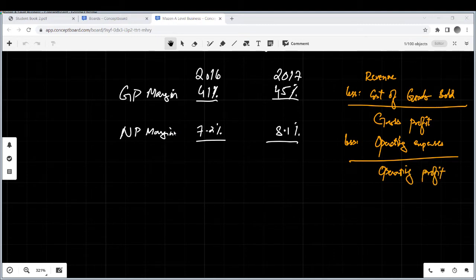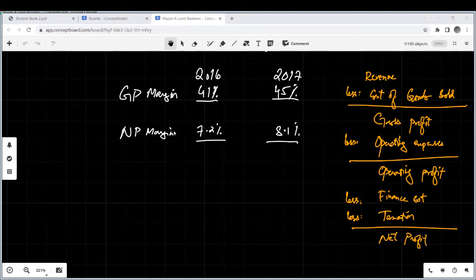And from operating profit, I deduct finance cost as well as taxation. I will get net profit. If I deduct just the finance cost, I get profit before tax. This operating profit, I told you, is also called PBIT, profit before interest and tax. And from this profit before interest and tax, if I deduct just the finance cost, I'll get profit before tax. And if I deduct tax from that, I'll get profit after tax or net profit. Right? We discussed this yesterday.